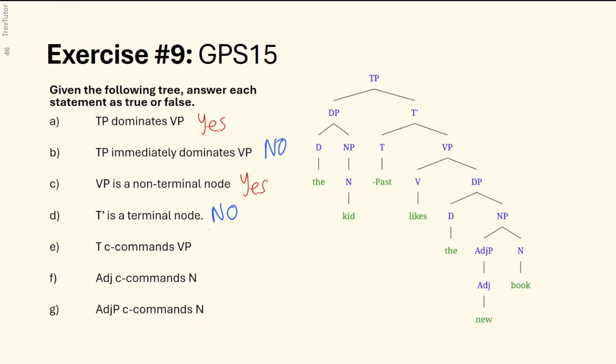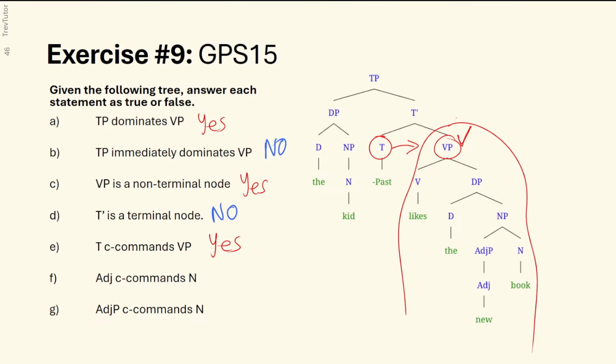Okay. E, T c-commands the VP. So here's the T, and here's the VP. If T c-commands the VP, that means that the VP is either its sister or anything underneath the verb phrase. And in fact, yeah, look, very clearly, the verb phrase is the sister of T. So yes, T does c-command the VP in this case.